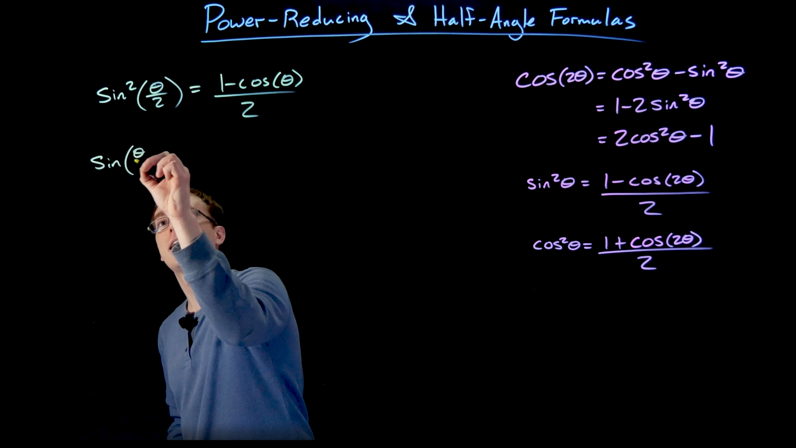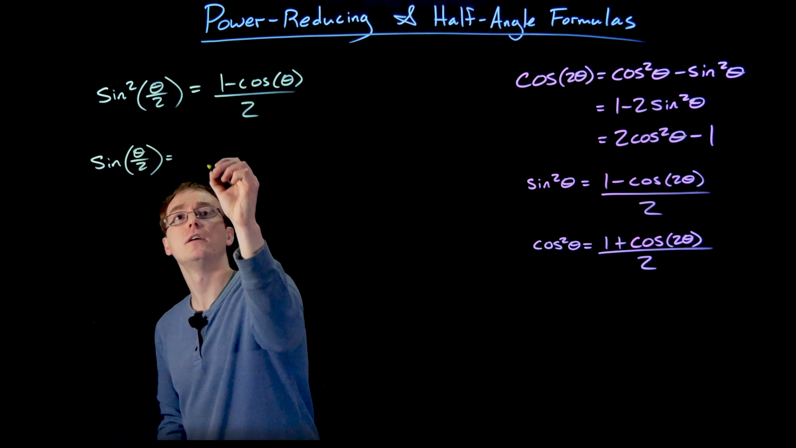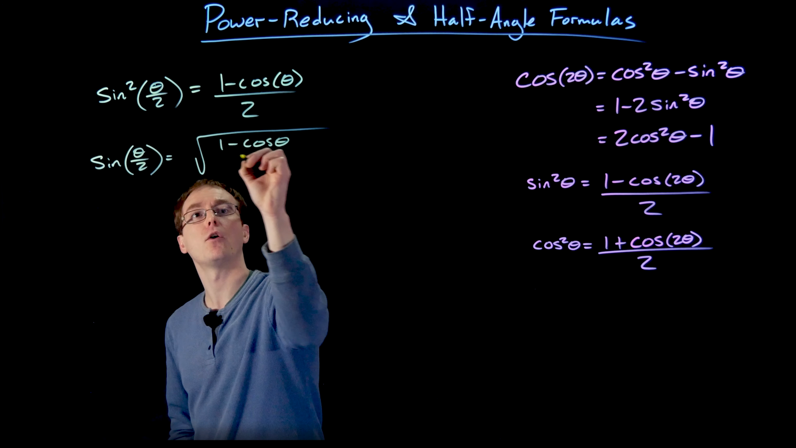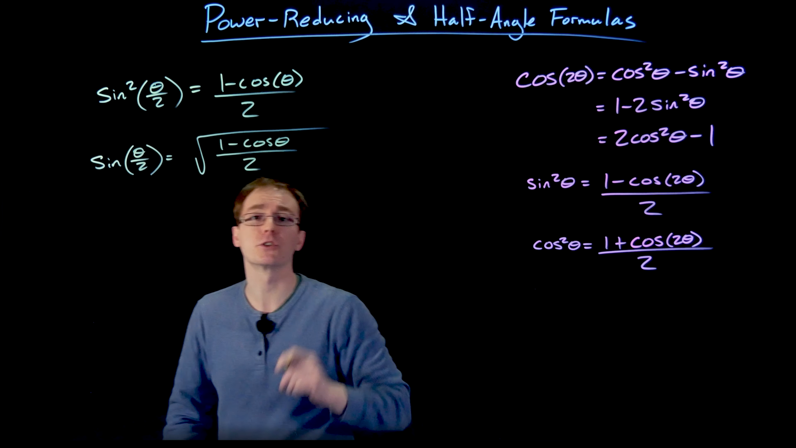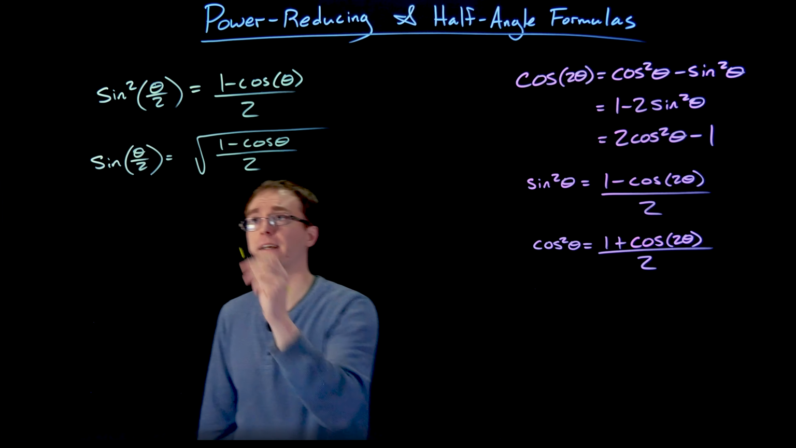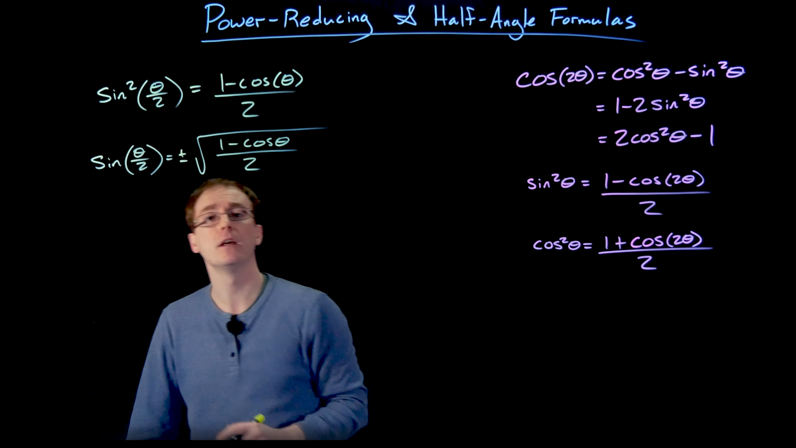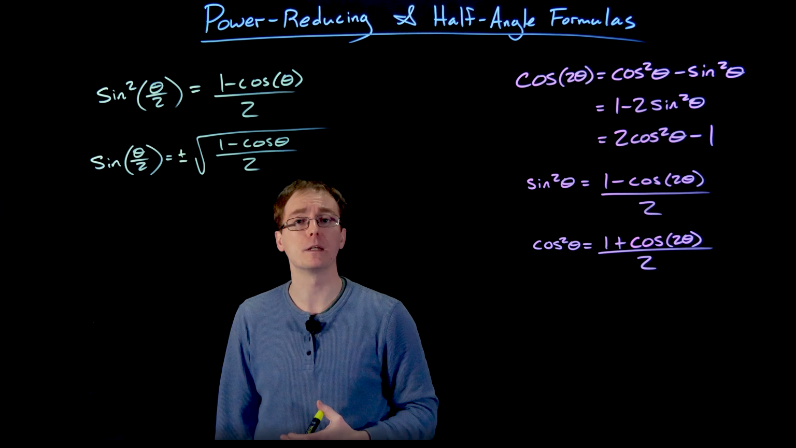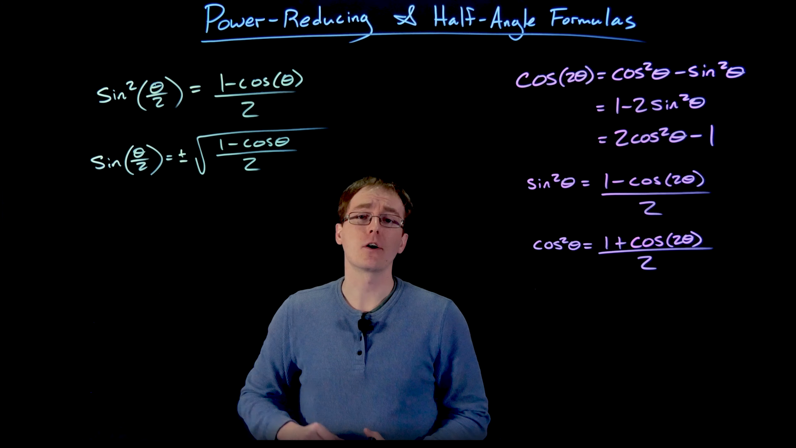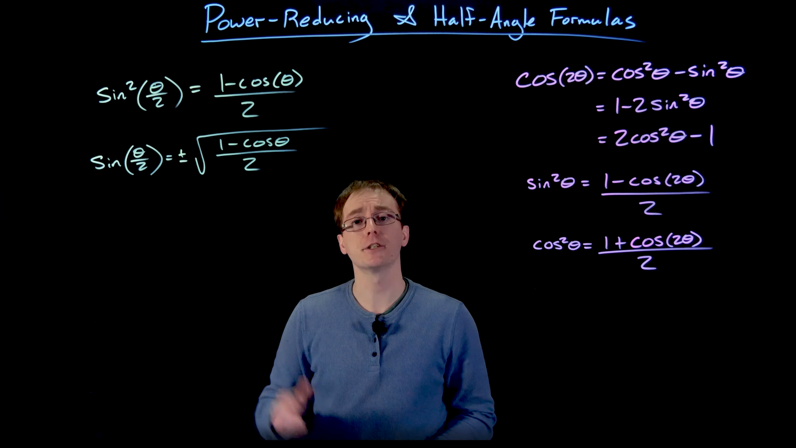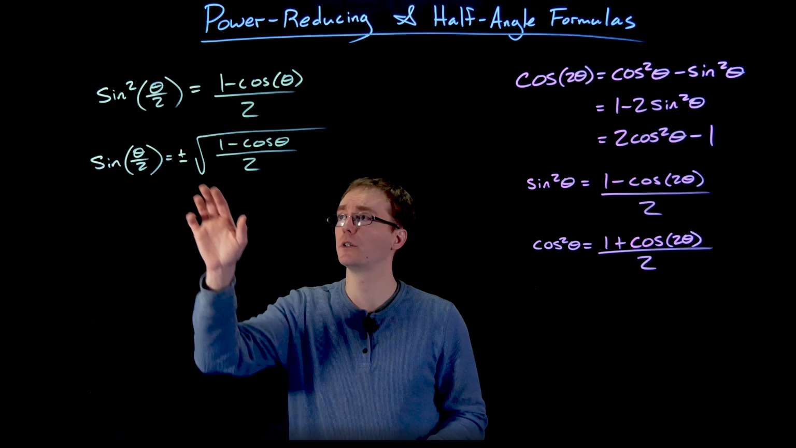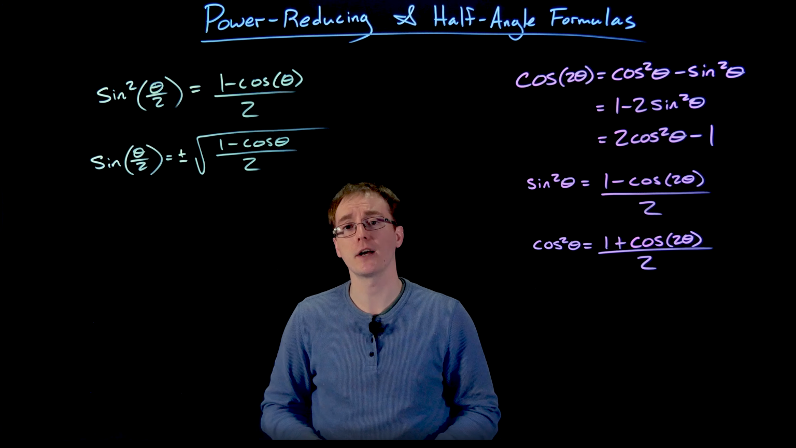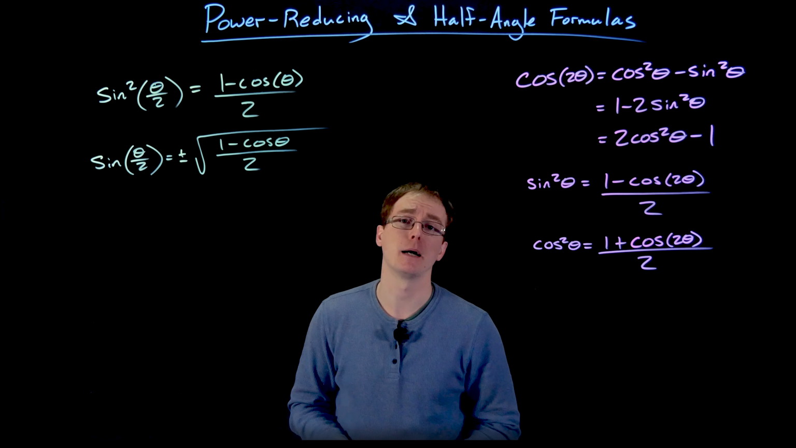So we're just trying to get sine of theta over 2 by itself. So we have to take the square root of this fraction, 1 minus cosine of theta all over 2. And remember, whenever you are solving an equation by taking a square root, that is, you are the one introducing the square root, we have to introduce a plus or minus sign along with that to make sure we cover all the possible solutions. And so this is our half angle formula for our sine function. It says sine of theta over 2 is equal to plus or minus the square root of the quantity 1 minus cosine of theta, all of which is divided by 2.